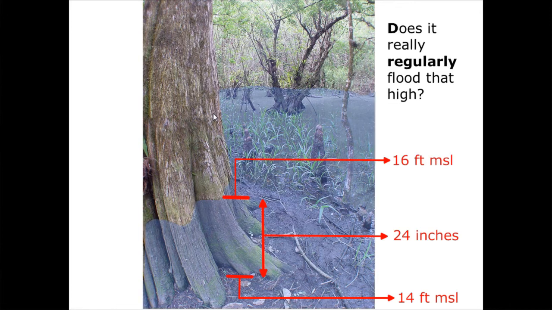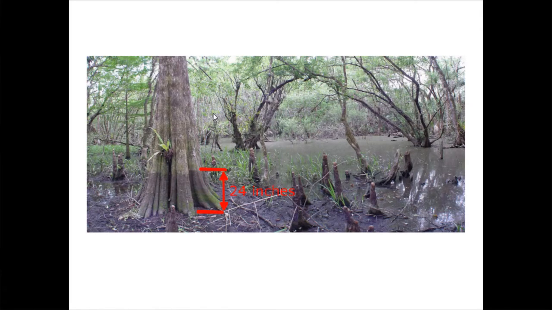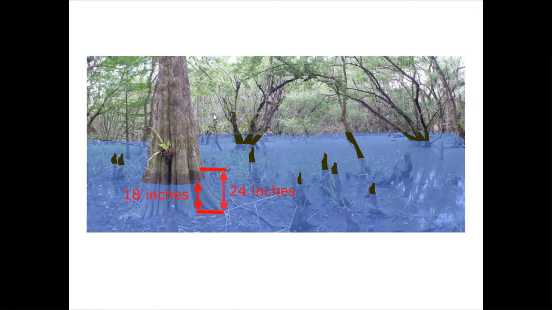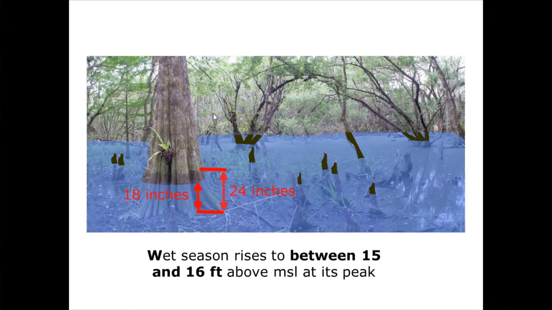But how often does water regularly flood up to that level? From what I've seen, not usually. So we're talking about your typical wet season, the wet season rising, let's say, 15, a little over 15 feet above sea level at its peak in this slope.